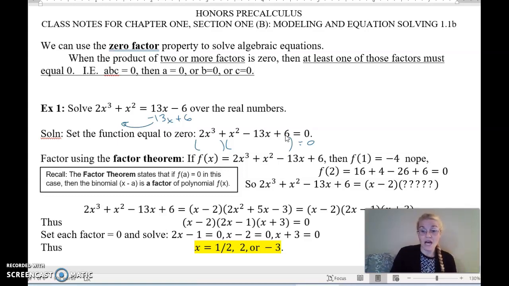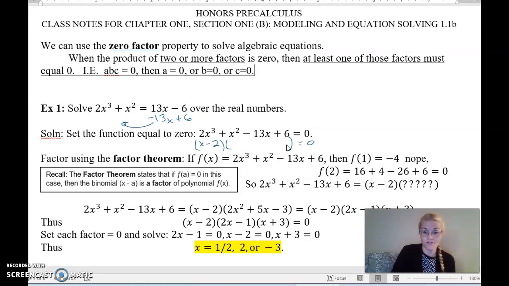But factors of 6 divided by factors of 2, it could be 1, 3, 6, 2, a half, 3 halves. Anyway, I just started trying. So f of 1 is -4. Nope. But f of 2, when you plug 2 in here, it works. So I know this is going to be x minus 2 times something.